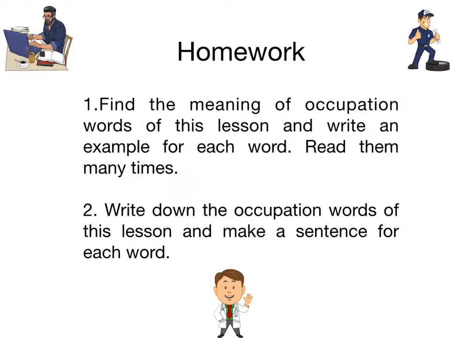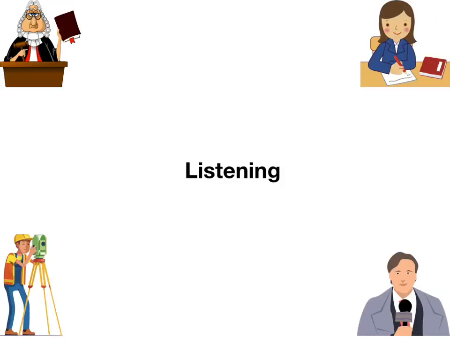Homework. First, find the meaning of the occupation words of this lesson and write an example for each word. Read them many times and pay attention to the correct pronunciation of each word. And then write down the occupation words of this lesson and make a sentence for each word. This time you write your own sentences about the words. Listen to the conversation several times and then try to write down whatever you hear.